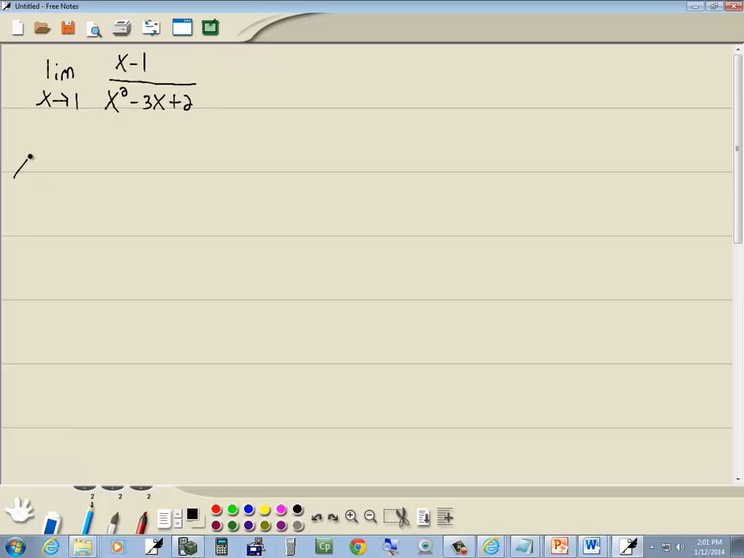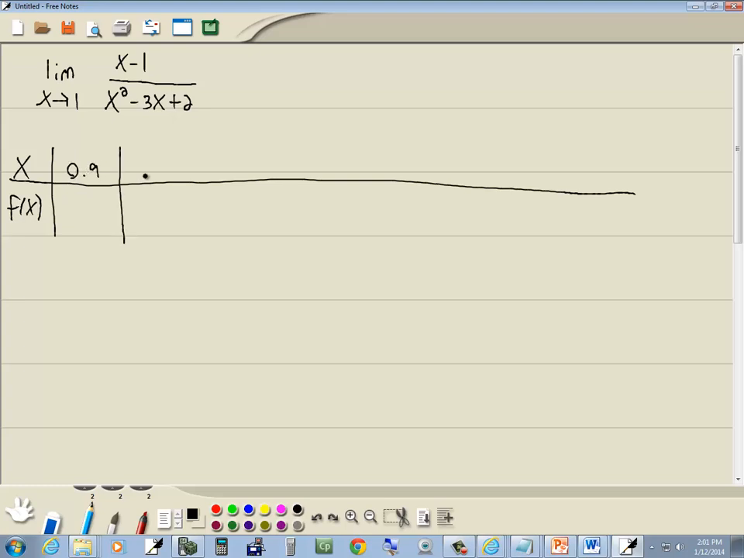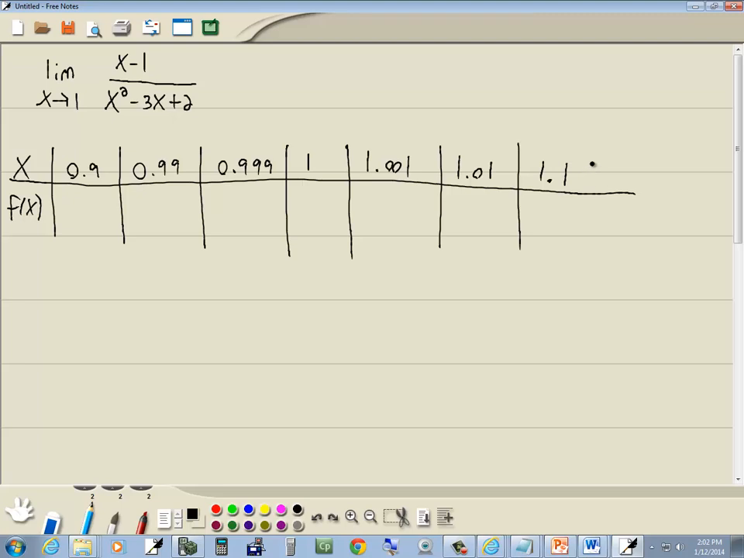And we've got x, f of x, and we've got 0.9, 0.99, and then 3 nines. And of course the 1 is what we're trying to find. And then over on this side we've got 1.001, 1.01, and 1.1.